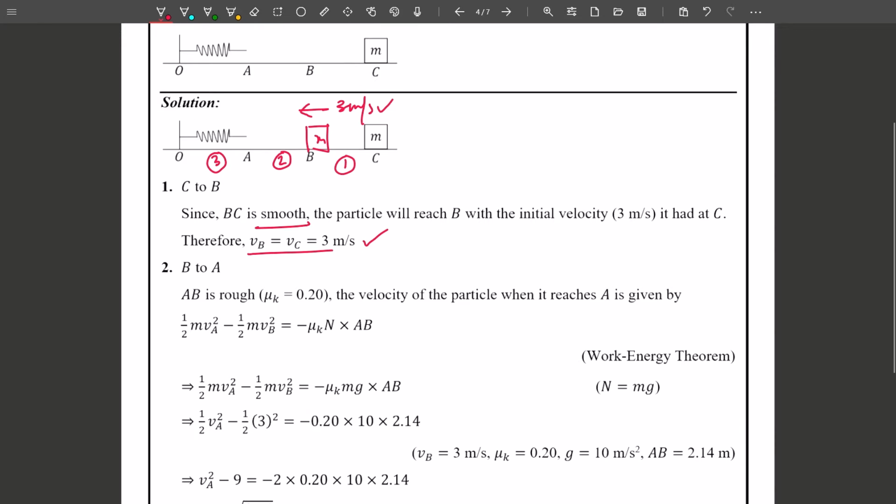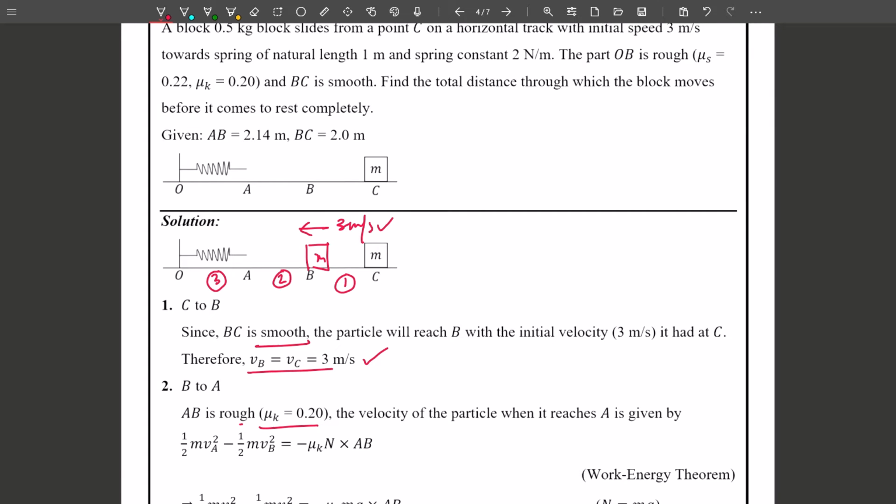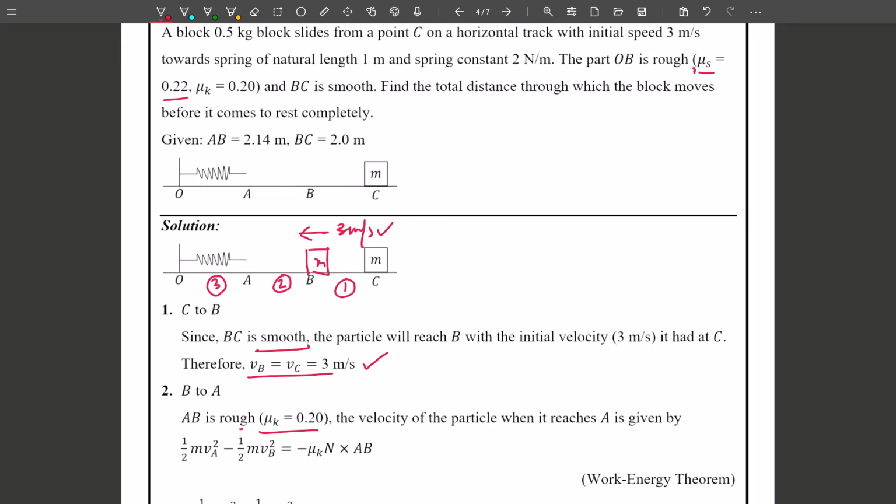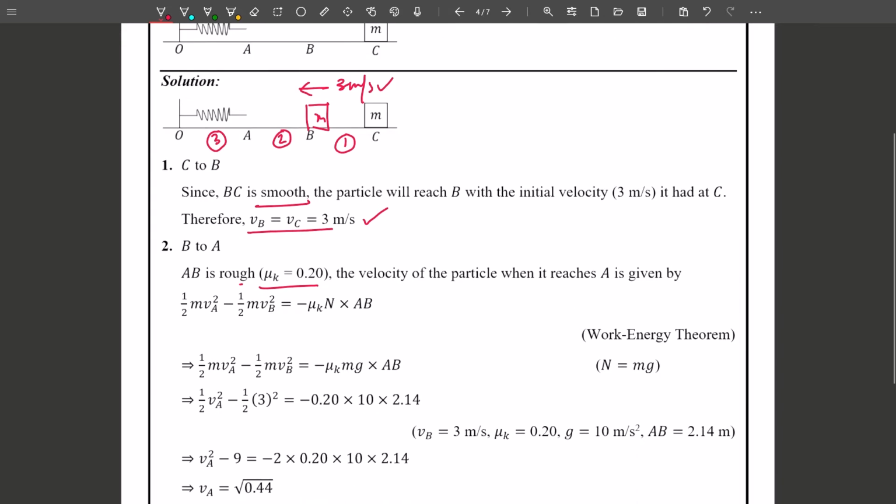BA part. AB is rough. The coefficient of kinetic friction is given. So why are we not using the static friction coefficient? Because the body is not static, it is moving. So that's why we are using the kinetic friction coefficient.